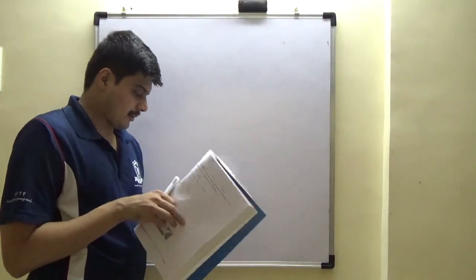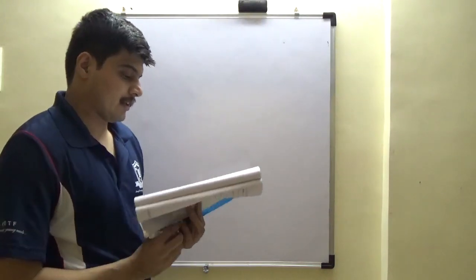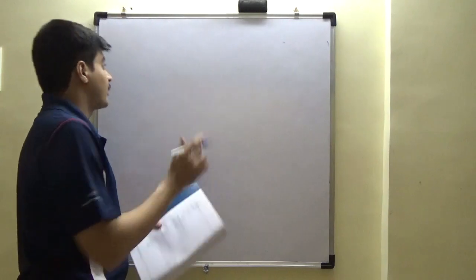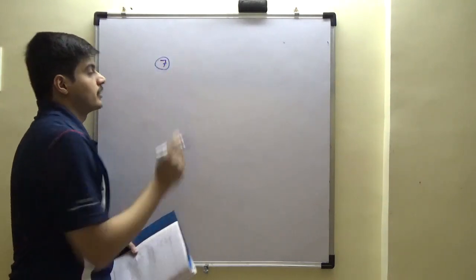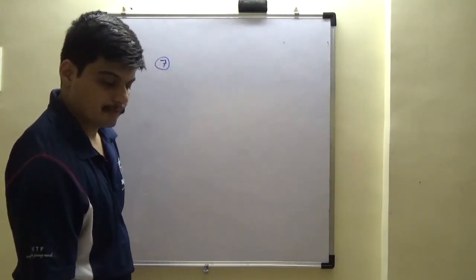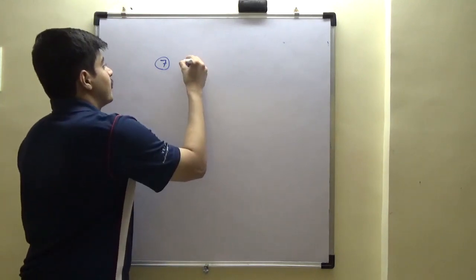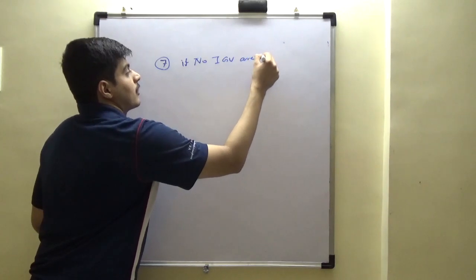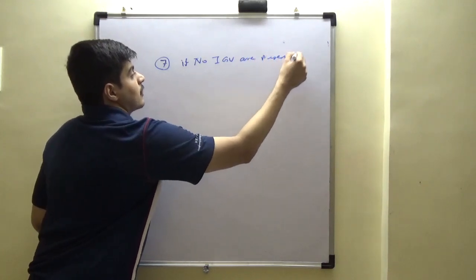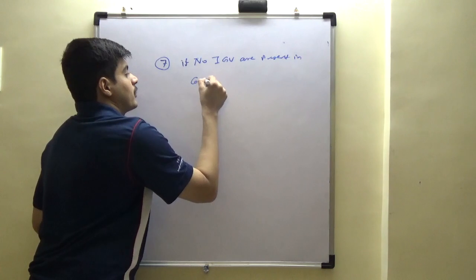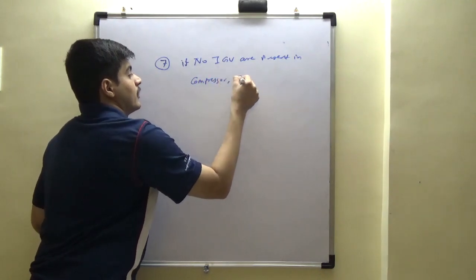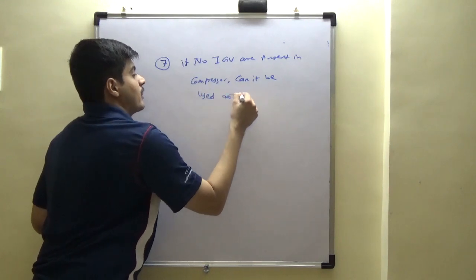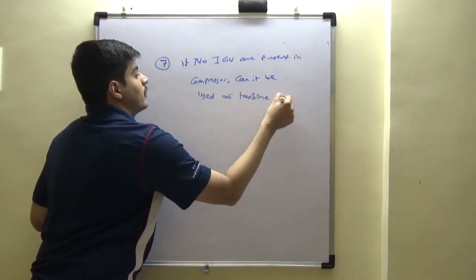And I'm trying to find a great question. Okay. Question number 7 is very, very good. If no IGVs are present in a compressor, can it be used as a turbine as well?